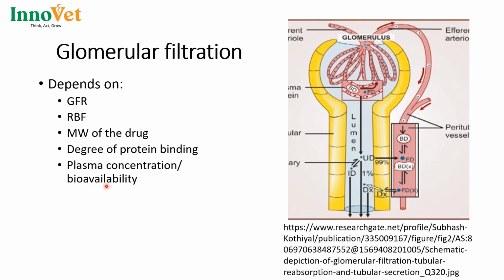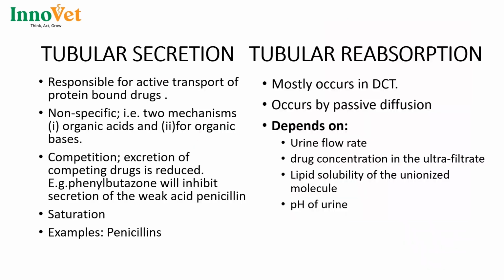Then glomerular filtration also depends on plasma concentration or bioavailability. The higher the concentration of the drug in plasma, the more drug that will be filtered into the tubule. Let's look at tubular secretion and tubular reabsorption. First of all, tubular secretion.